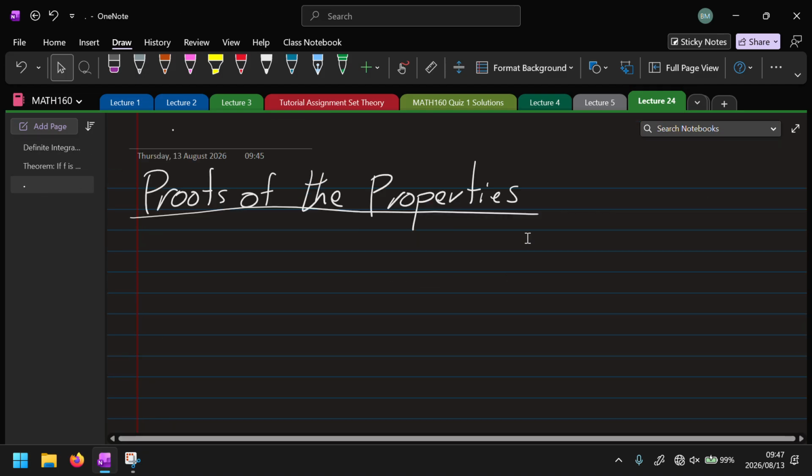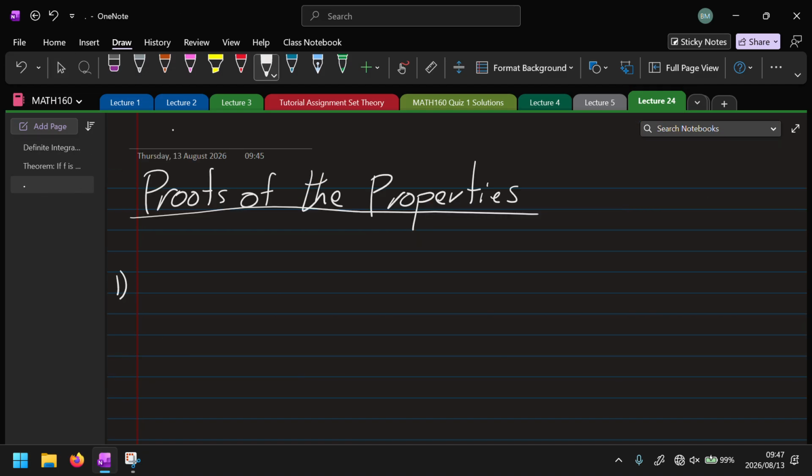Okay, so number 1. We want to prove that the integral of the sum is the sum of the integrals.